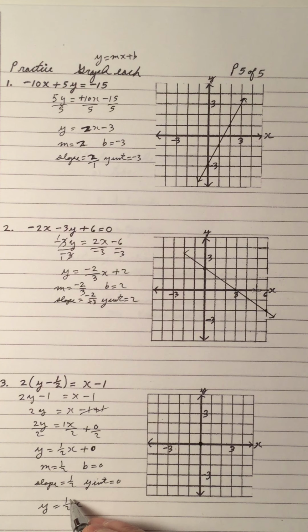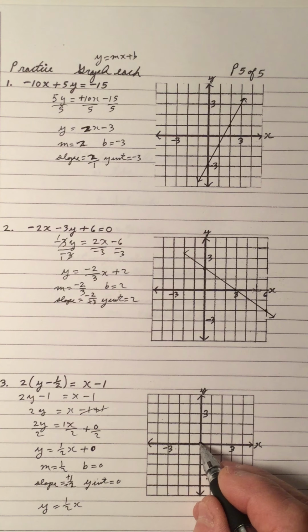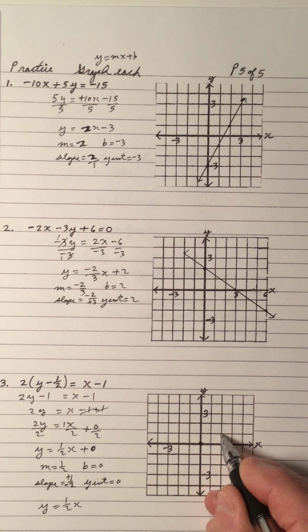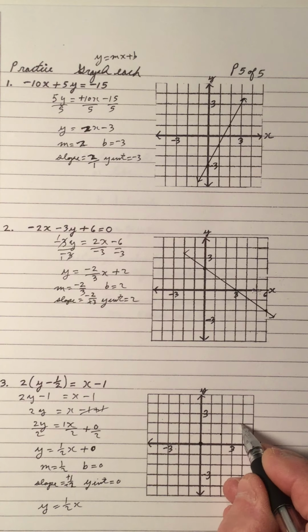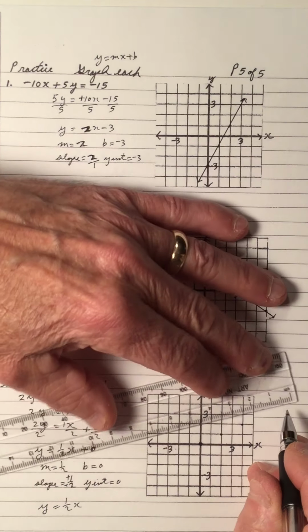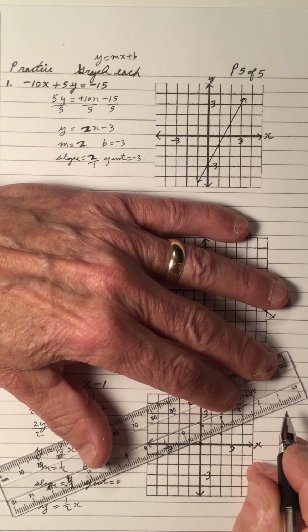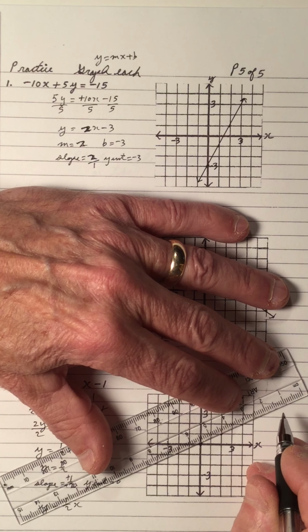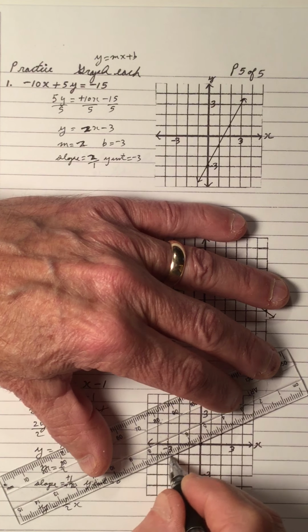And the slope is up 1, right 2. Plus and plus. So up 1, right 2. Up 1, right 2. And we draw the line passing through those 3 points. Remember, 2 points will do it. I just draw an extra one just to make sure to line it up better.